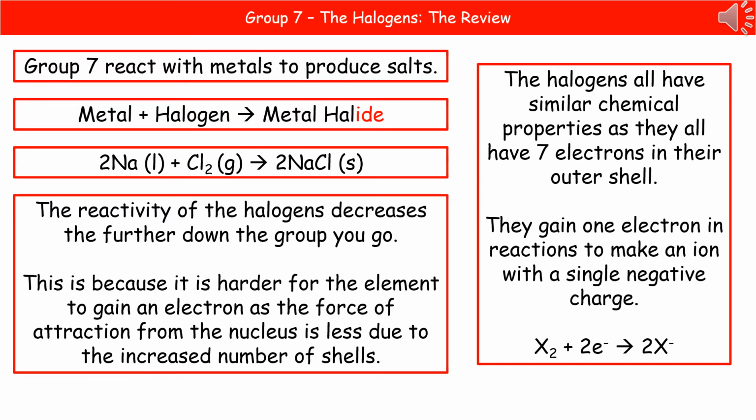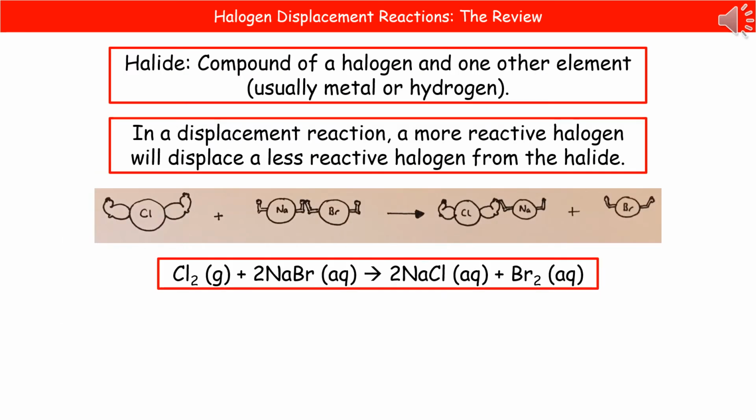So what they're going to do is gain 1 electron in reactions to make an ion that's got a single negative charge. One of the key types of reaction we need to know about is the halogen displacement reactions. So when we refer to a halide, that's a compound of a halogen and 1 other element. And what we find is that in a displacement reaction, a more reactive halogen will displace the less reactive halogen from the halide. And you can see that happening at the bottom there in that little picture.